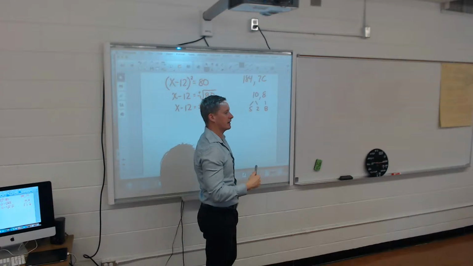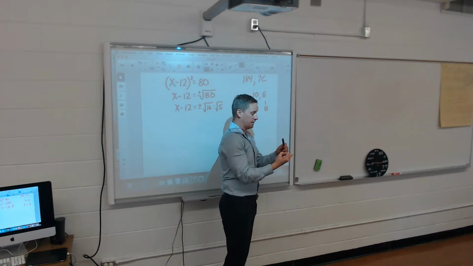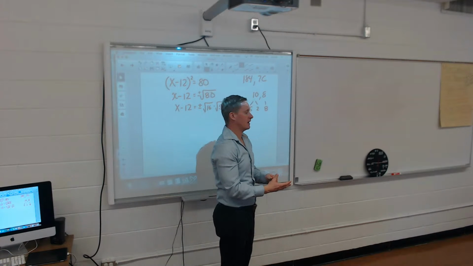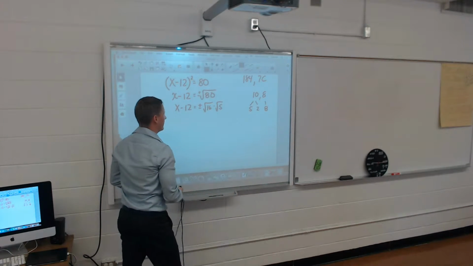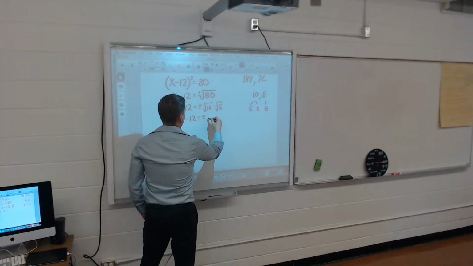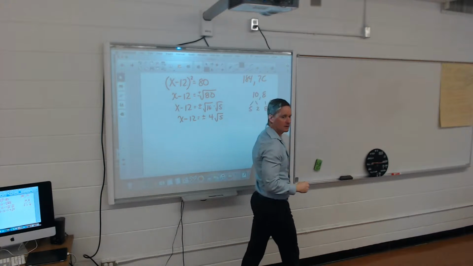You can use your calculator and find out. So what I would do is I would check. 1, obviously, no. 4, the perfect square, 4 goes into it. 9, 16 goes into it, 25 doesn't, so I would just check my values, okay? So now what do I have? x minus 12 is equal to plus minus 4 square root 5, right?